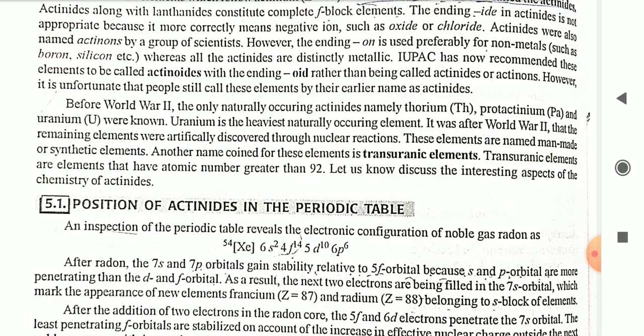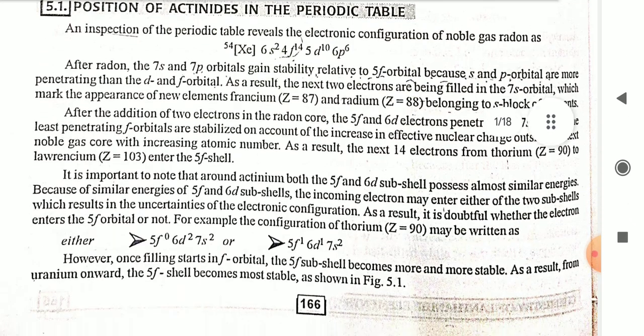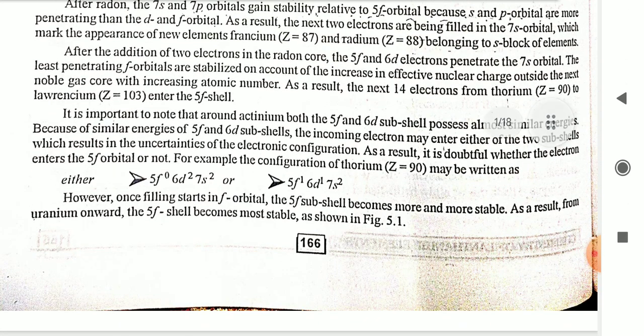As a result, the next two electrons are filled in the 7s orbital, which marks the appearance of the new elements francium, Z equal to 87, and radium, Z equal to 88, belonging to the s block of elements. After the addition of two electrons in the radon core, the 5f and 6d electrons penetrate the 7s orbital. The least penetrating f orbitals are stabilized on account of the increase in effective nuclear charge outside the next noble gas core with increasing atomic number.